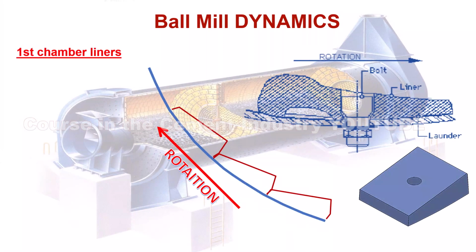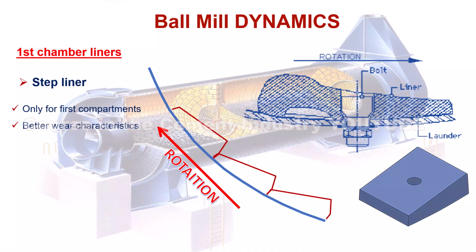This figure shows step liner. Specification step liner. 1. Only for first compartments. 2. Better wear characteristics. 3. Moderate lift. 4. Designed for DIN drilled shell.